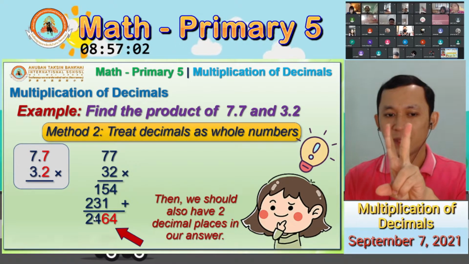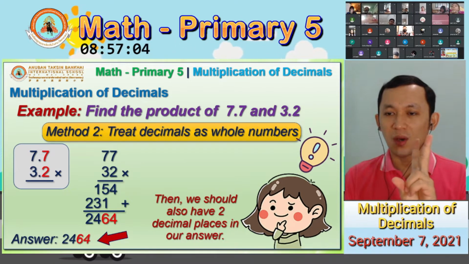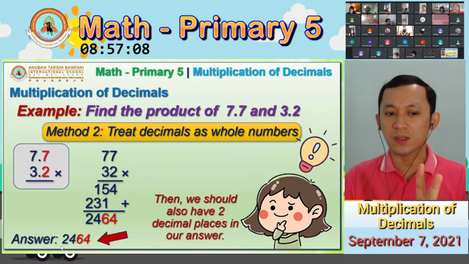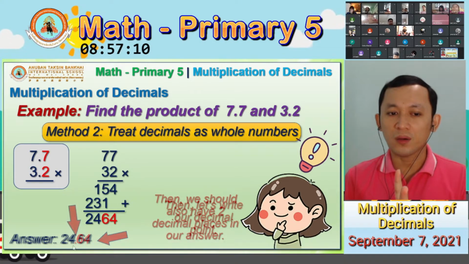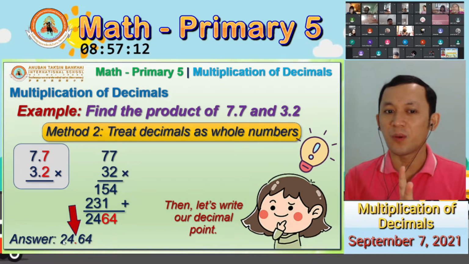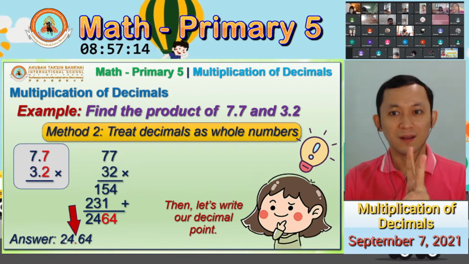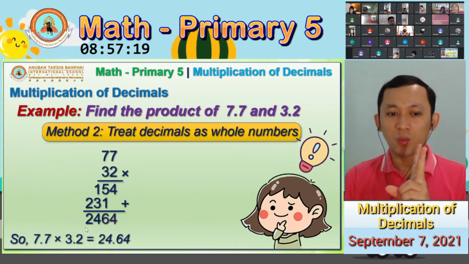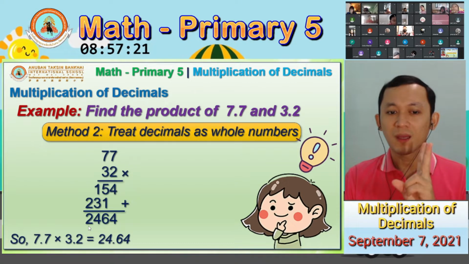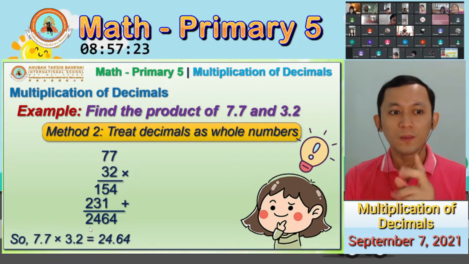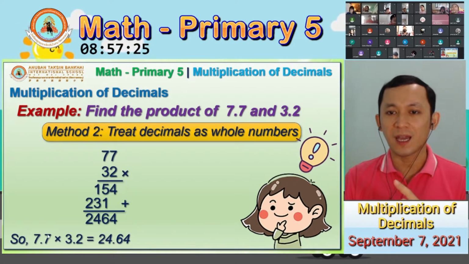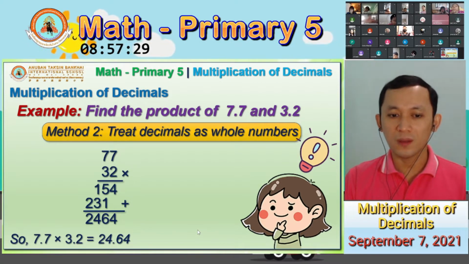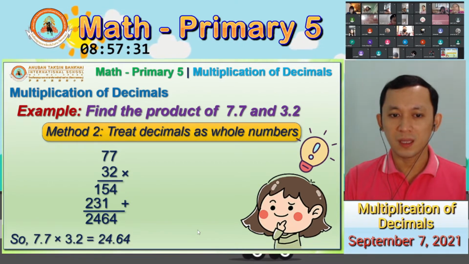2 decimal places. Okay. So instead of writing 2,464, we are going to write the decimal point here. So our answer will be 24.64. So 7.7 times 3.2 is equal to 24.64.